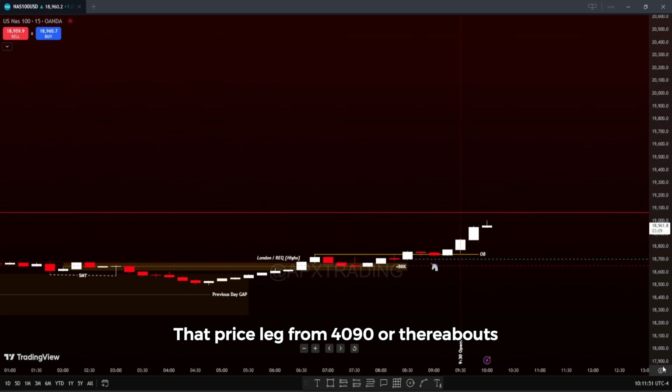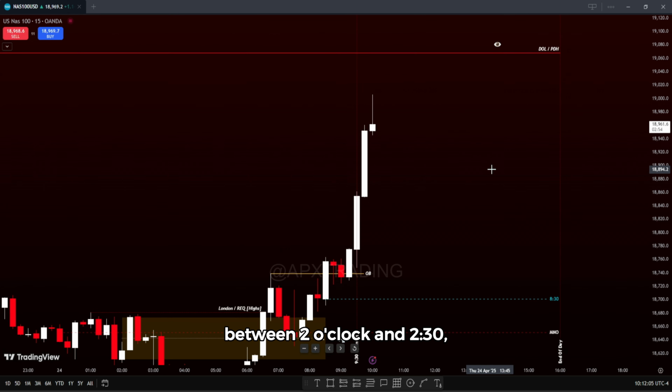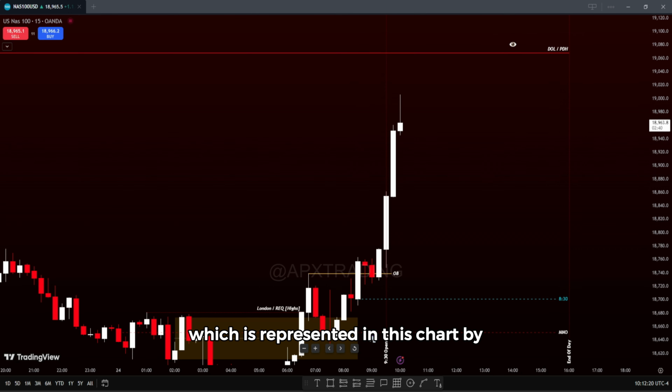That price leg from 4090 or thereabouts between 2 o'clock and 2:30, which is represented in this chart by 1400 to 1430 in the time axis at the bottom of the chart. So price level 4090 high down to the low at 1430 or 2:30 in time at 4082. I think it's a quarter there as the price low. If you take your Fibonacci on your charts, and this part may not be applicable for you, but you want to write this down in your journal because you want to test this now.